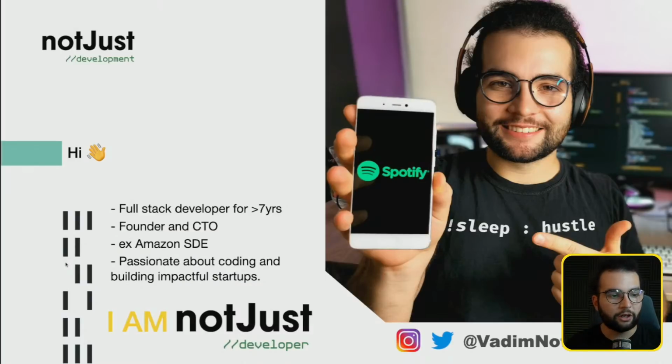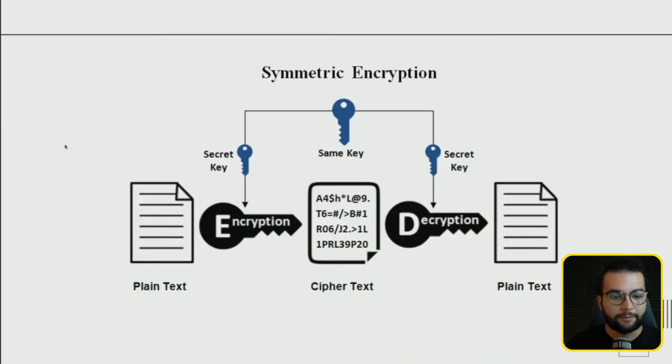Okay, so guys, let's speak about encryption. Before getting into the specifics of end-to-end encryption, I want to talk a little bit from a high-level perspective about encryption in general. So there are two types of encryption: symmetric encryption and asymmetric encryption.